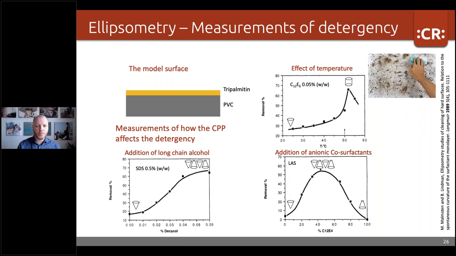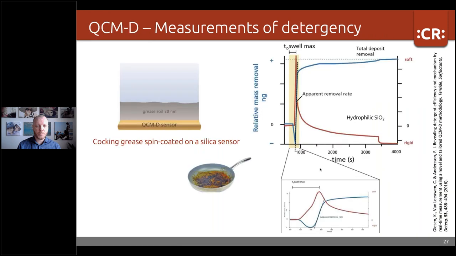This has also been done with the QCM. We have done it for some clients, but we cannot share that data. But it's also been done by Biolin, the company manufacturing the instruments. I think some of them are listening today. So they have used QCM-D sensors, I think it was silica sensors, and coated it with cooking grease, which is more harsh than the tripalmitin used in the publications. So this is to simulate what gets burned in your frying pan, or this really sticky grease that you can have on your benchtop maybe.